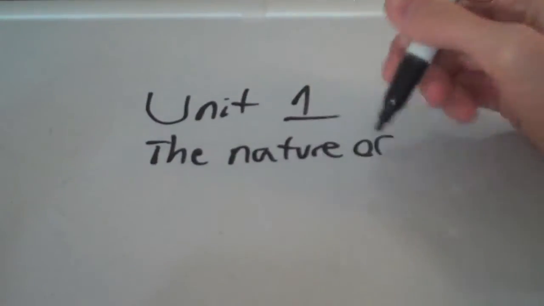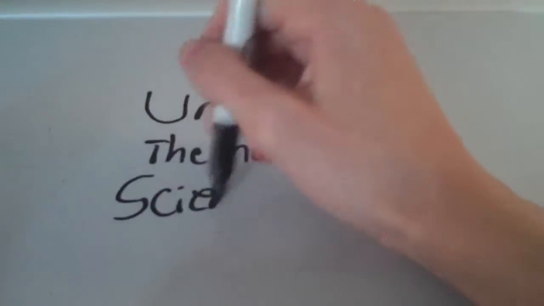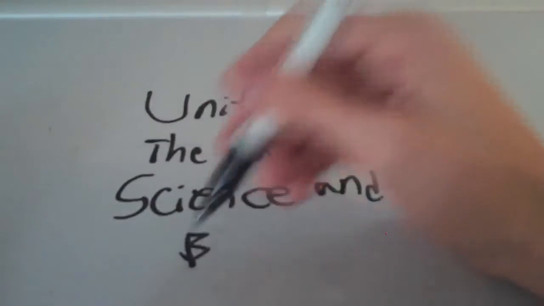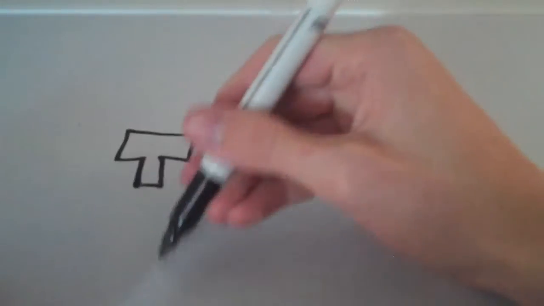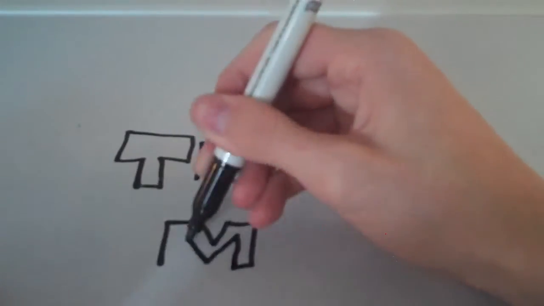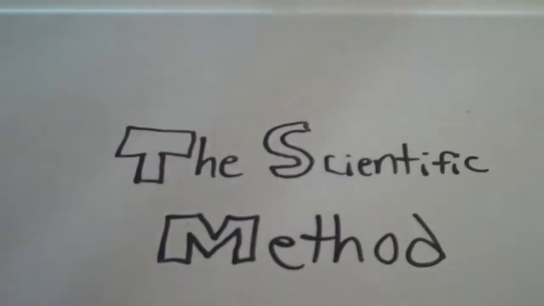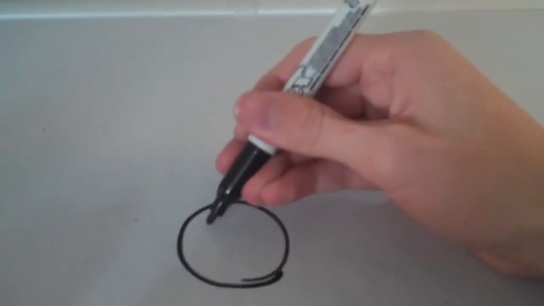We're going to start with Unit 1, the nature of science and biology. We're going to start with the scientific method. The scientific method is used as a set of guidelines to perform experiments and to draw conclusions. All experiments start with a question. Before you can actually do an experiment, you need to find out what experiment you're actually doing.